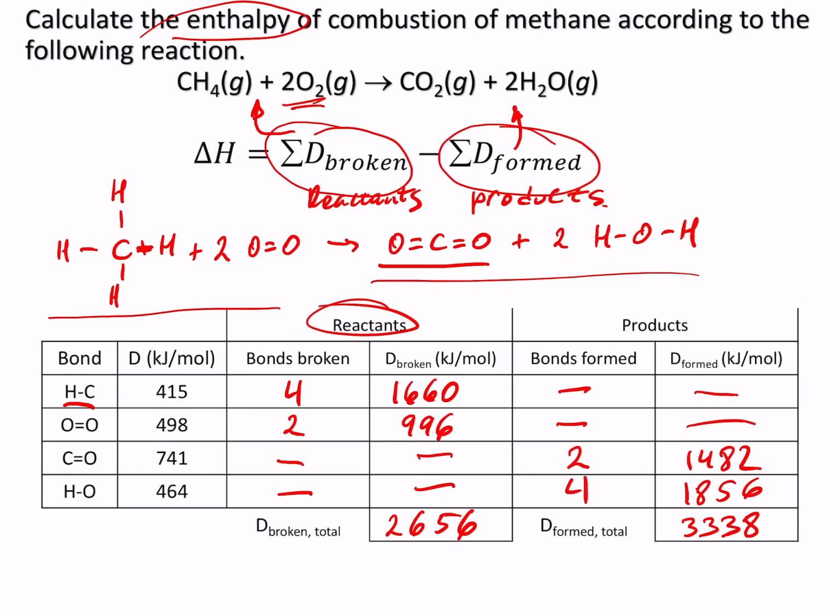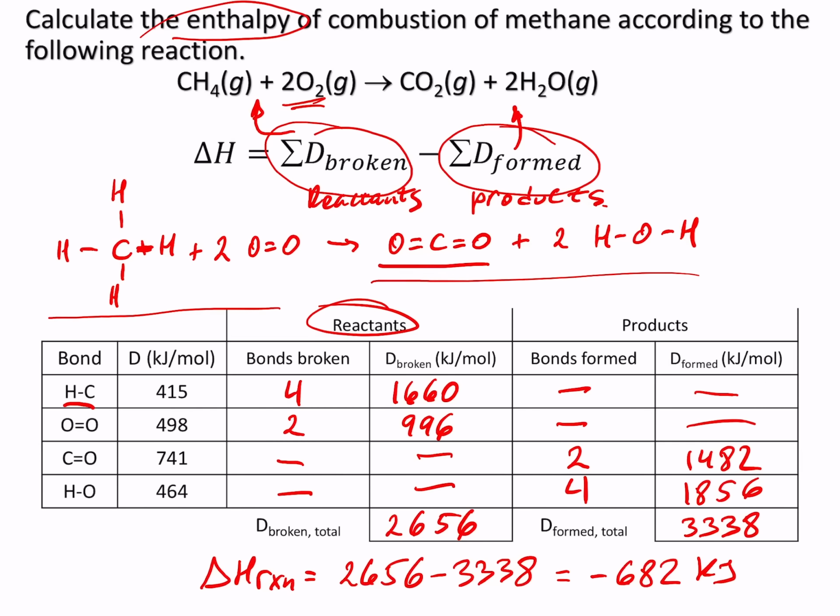If you are going to calculate the enthalpy of reaction, then your enthalpy of reaction is going to be equal to, remember, this is the only case in which you have reactants minus products, so it is 2656 minus 3338, and that is going to be equal to minus 682 kilojoules per mole. Okay, so this is this example.